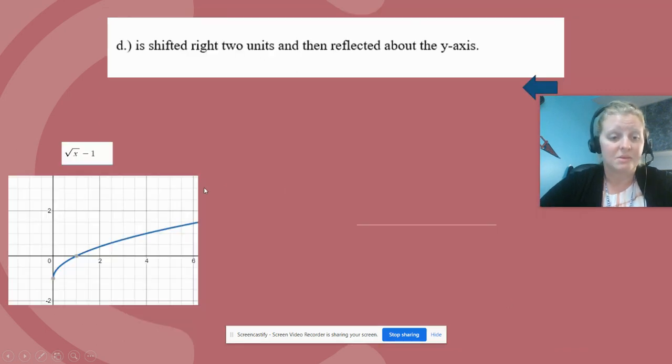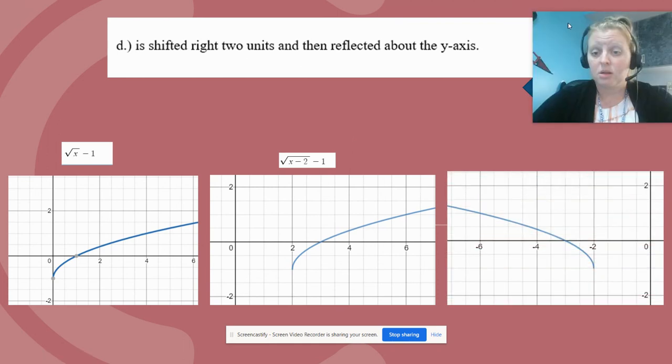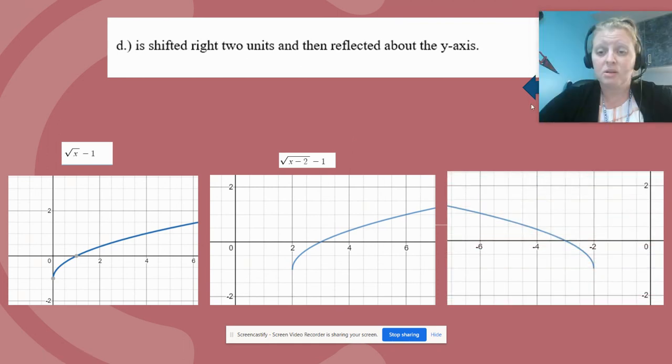And once again, if you want to see what's going on, there is the shifting right 2 units. So if I asked for the formula for that, you would tell me it's root x minus 2 minus 1, because it's also down 1 from what it started. And then the last one, if I want to flip it backwards, the only rule is, you have to change it into negative x.